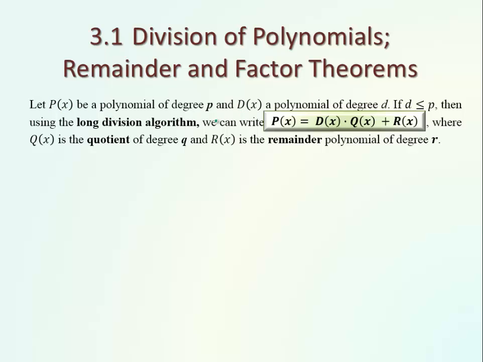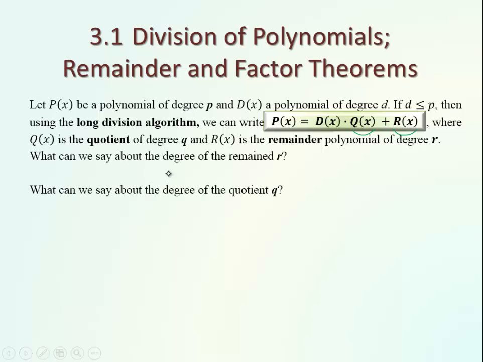This division can be performed using the long division algorithm. Using the results of this division, for example the quotient polynomial q and the remainder polynomial r, we can rewrite the original polynomial p of x as the divisor polynomial times the quotient plus the remainder.